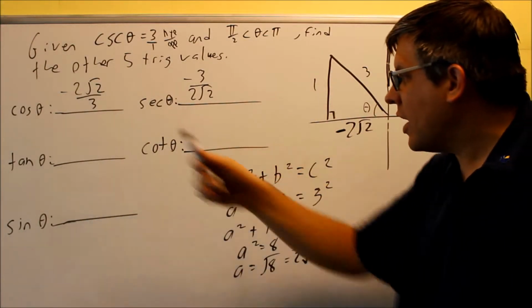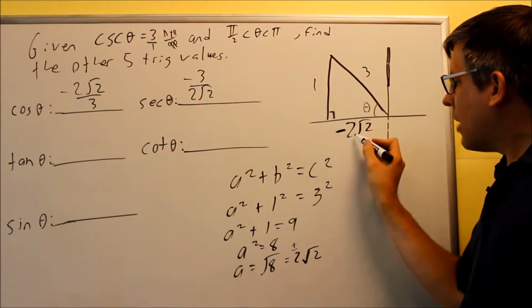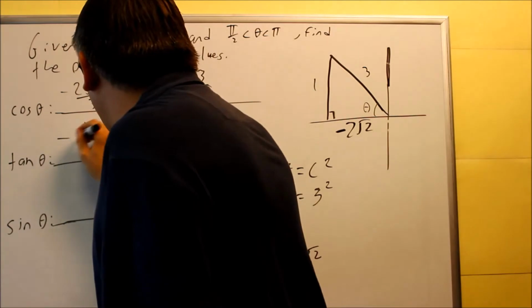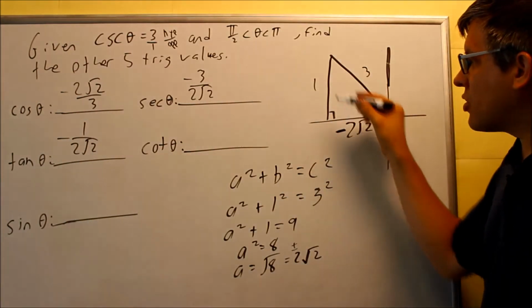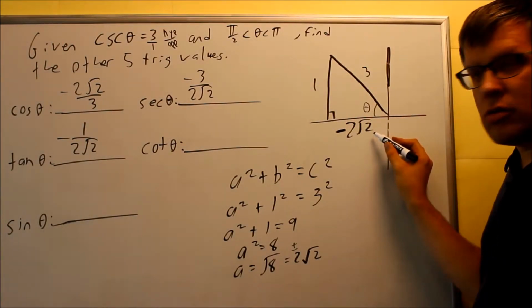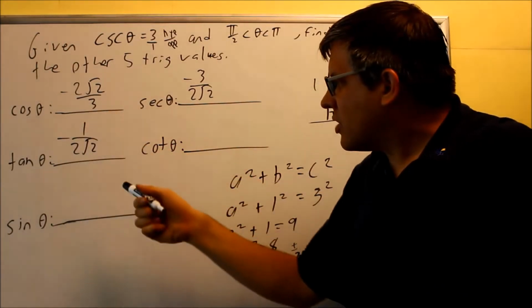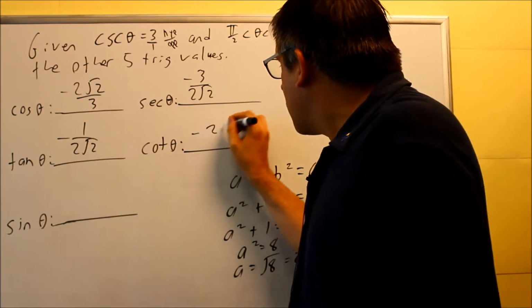So if I do tangent, tangent is opposite over adjacent. We just did that. 1 over negative 2 radical 2. Opposite over adjacent is this. Now if I take the reciprocal of that right away, then I get negative 2 radical 2.